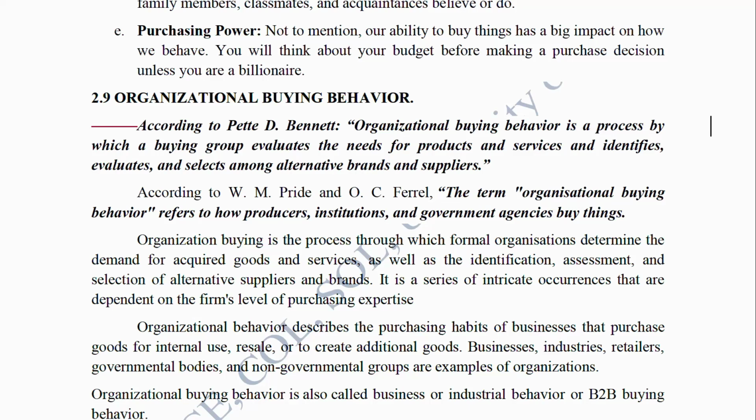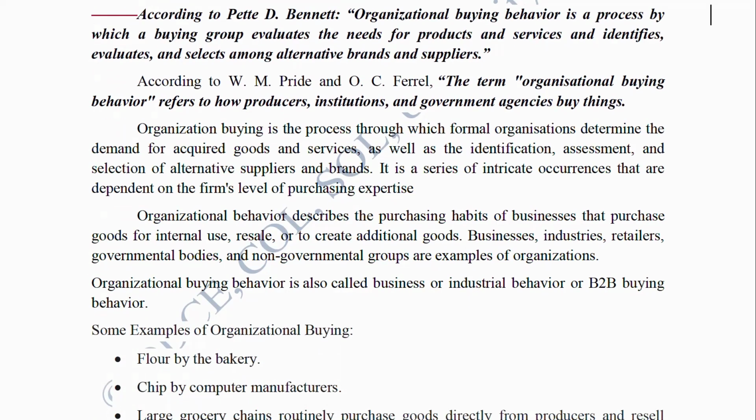According to W. M. Pride and O. C. Farrell, the term organizational buying behavior refers to how producers, institutions, and government agencies buy things. Organizational buying is the process through which formal organizations determine the demand for acquired goods and services, as well as the identification, assessment, and selection of alternative suppliers and brands. It is a series of intricate occurrences that are dependent on the firm's level of purchasing expertise.